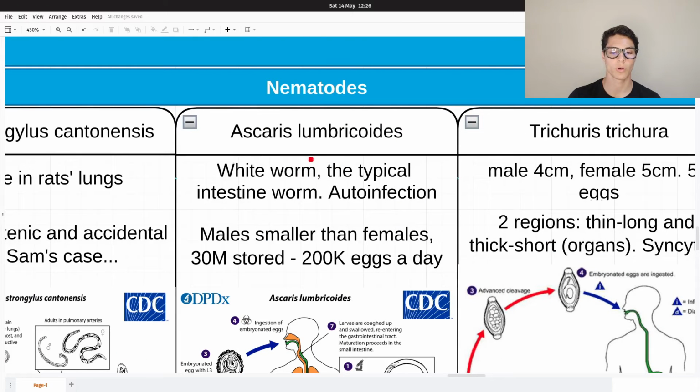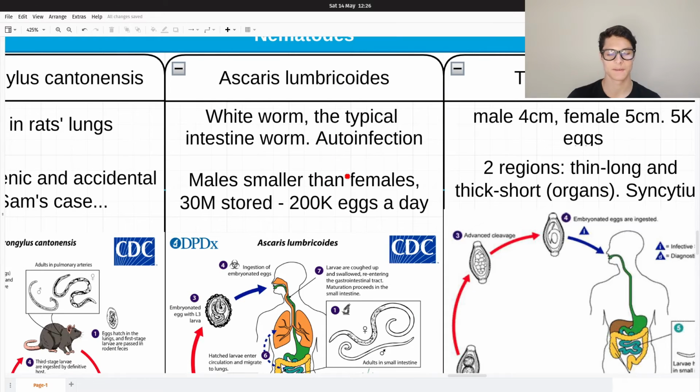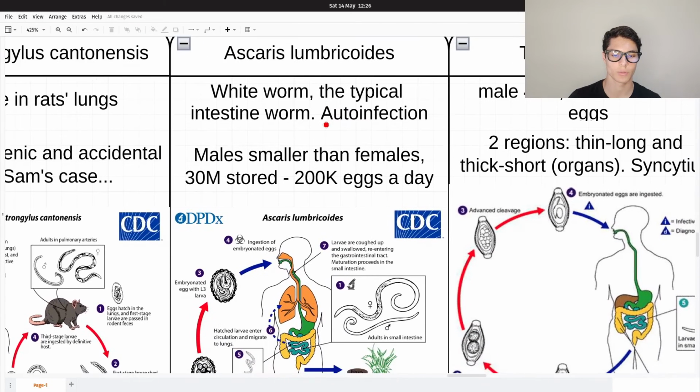Then we have Ascaris lumbricoides. This is the white worm, the typical intestine worm. This is actually the picture I put in the first video of this series when I explained the nematodes. That picture of the white worm, it was an Ascaris. The males are smaller than females, and the females have approximately 30 million stored eggs, and they produce 200,000 eggs a day.